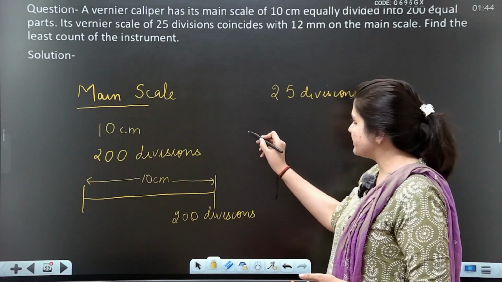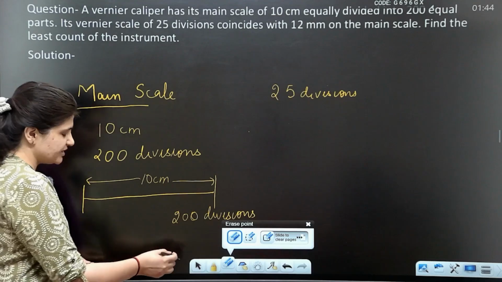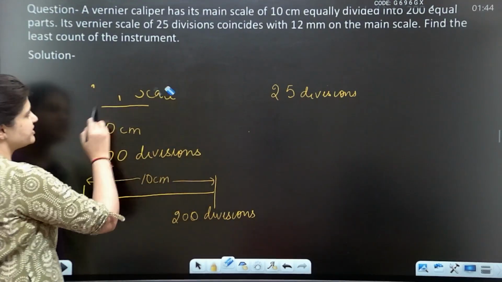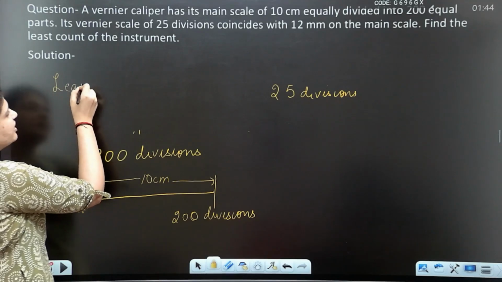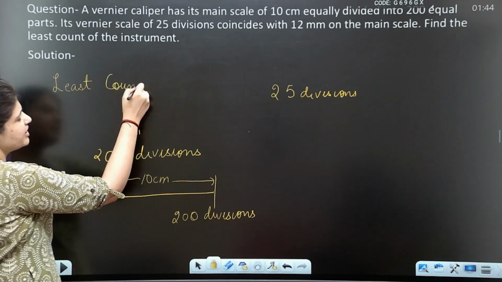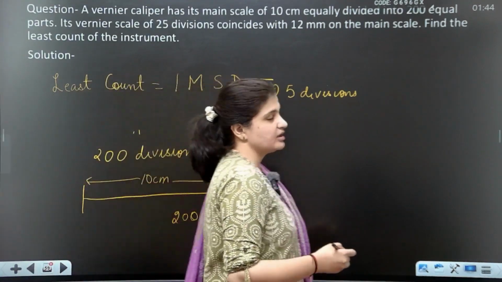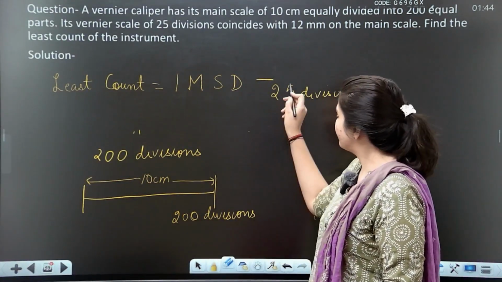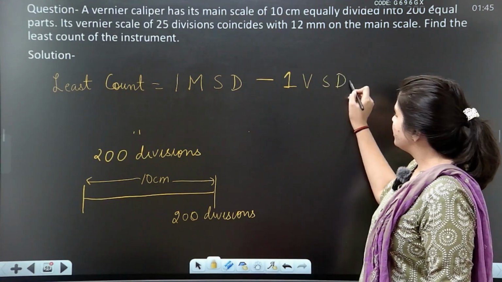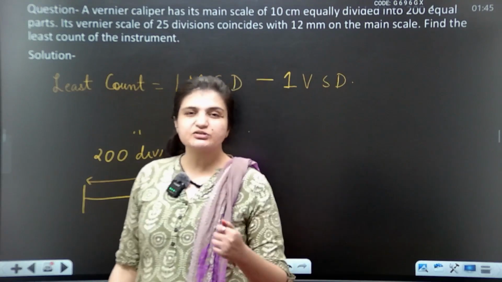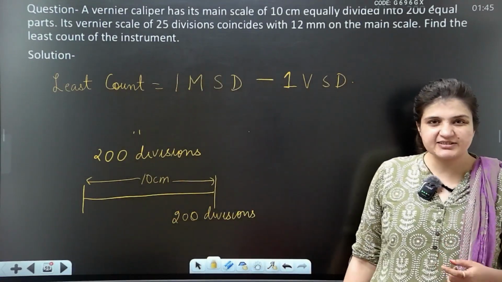So students, what is basically the least count? Least count is 1 main scale division minus 1 vernier scale division. We have the main scale division, but now we have to find what the 1 vernier scale division is.